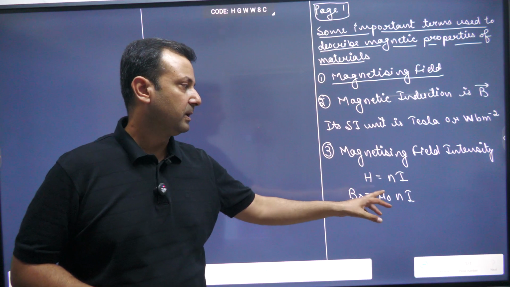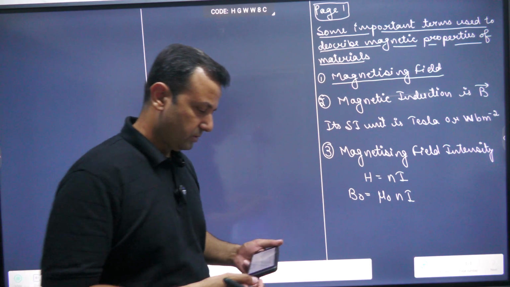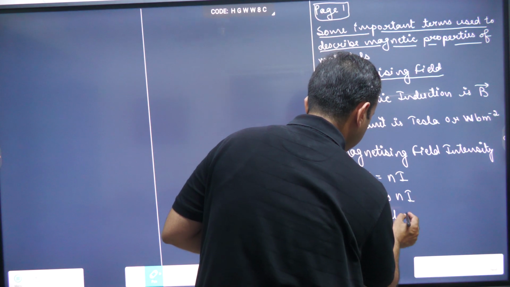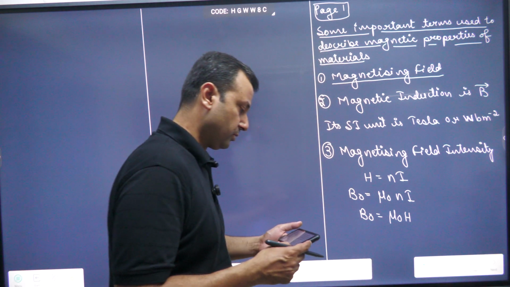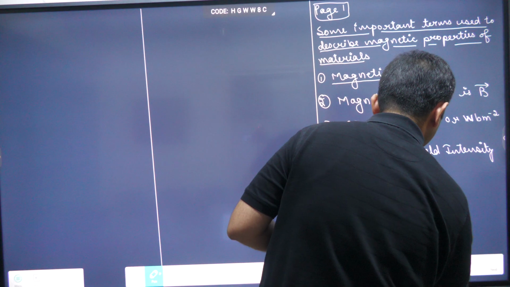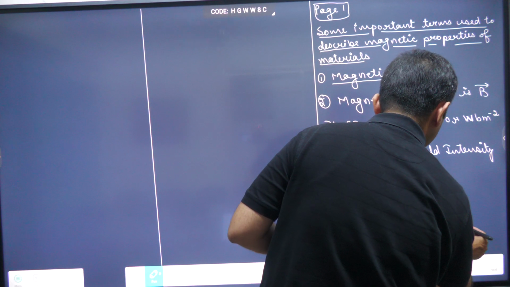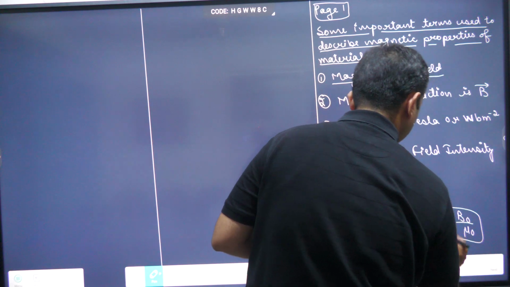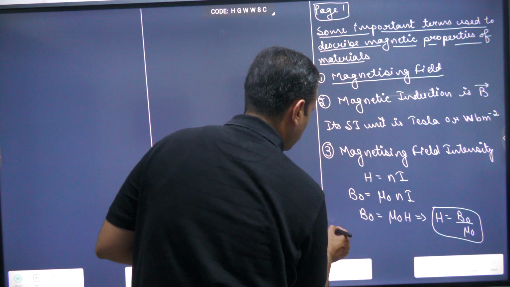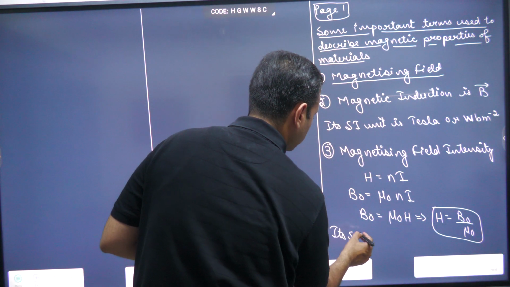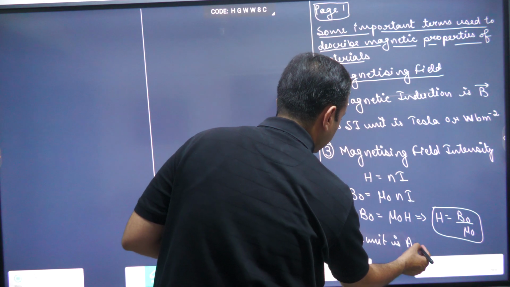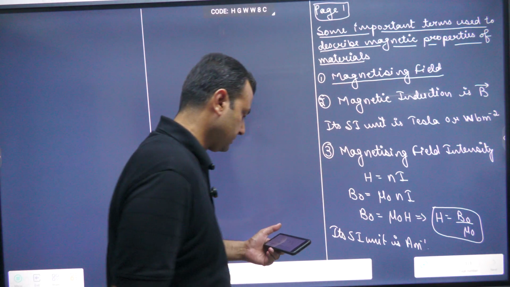Now, what is this Ni? In place of Ni, we can write H. So, B naught is equal to mu naught into H. Now, H is B naught upon mu naught. Okay, is this clear till now? Yes. Its SI unit is ampere per meter.